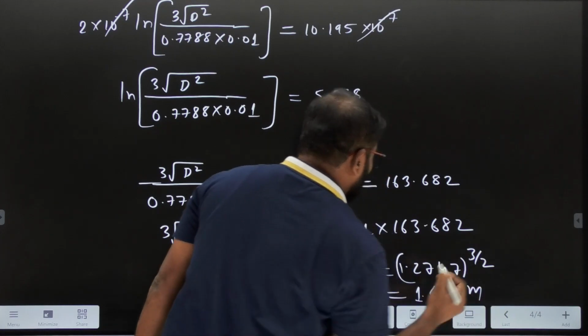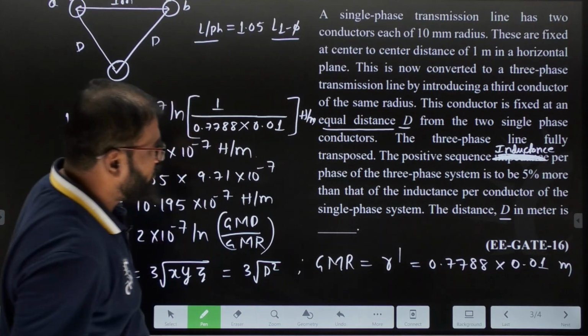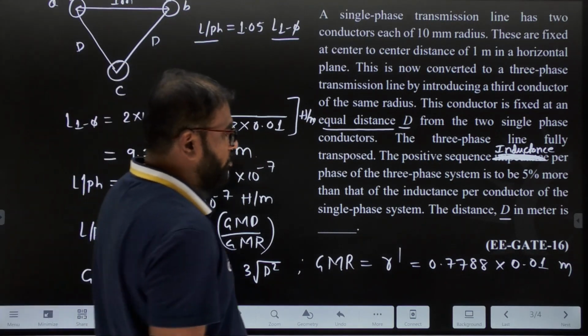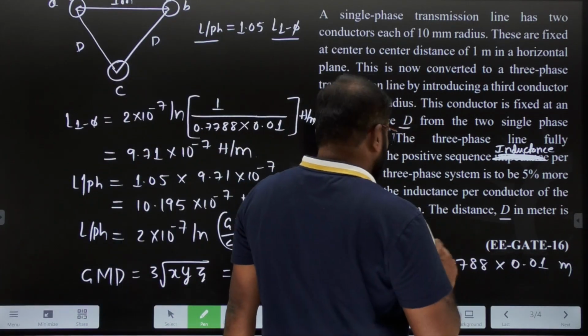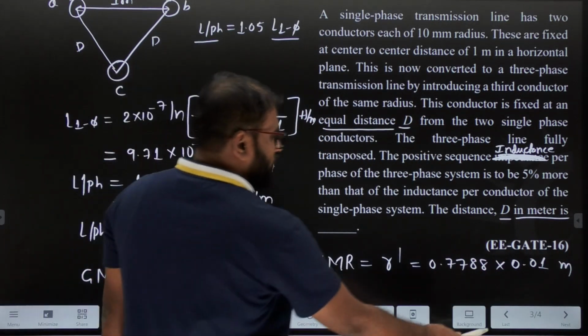1.439 meters. So that is the final answer. Okay, clear? So he is asking in meters only now. Yeah, you should be very careful with the units. The distance d in meters is. Okay, so what is the answer?